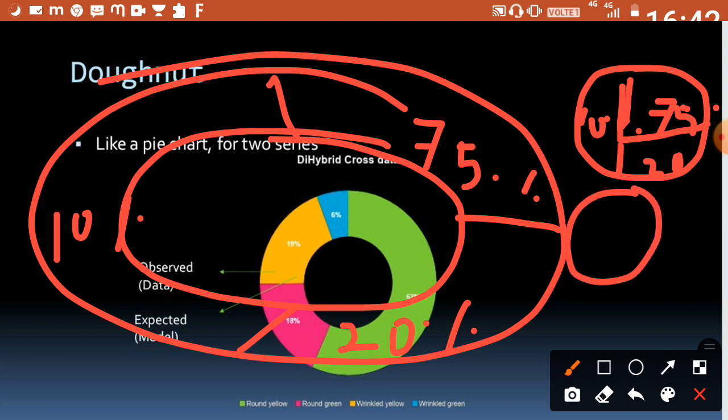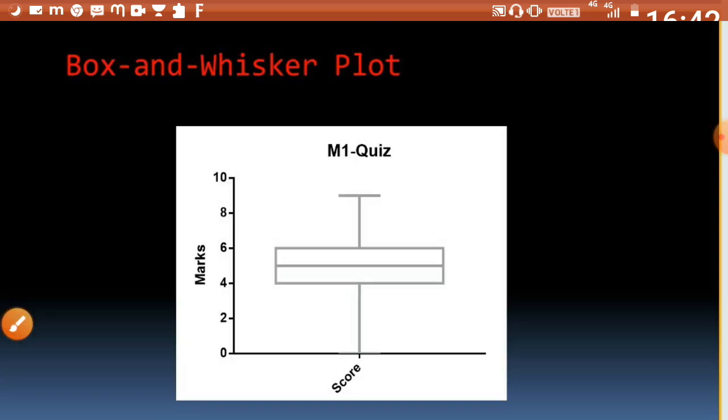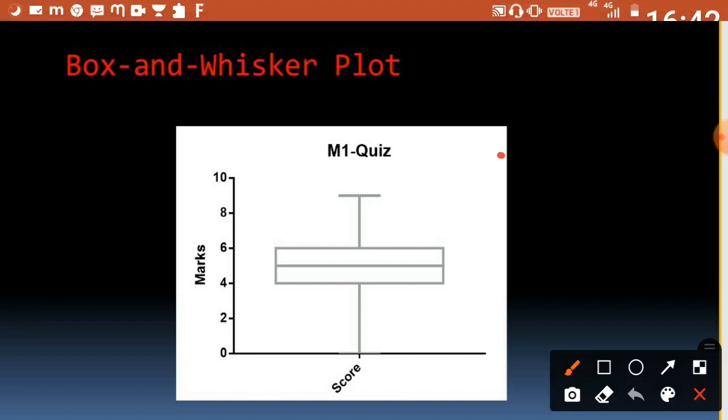It's like a circle. That's why it is also known as your circle graph, but it is in the shape of a donut, for which it is known as your donut chart. So that's what it was all about, the donut chart. So let's move on. This is your box and whisker plot.